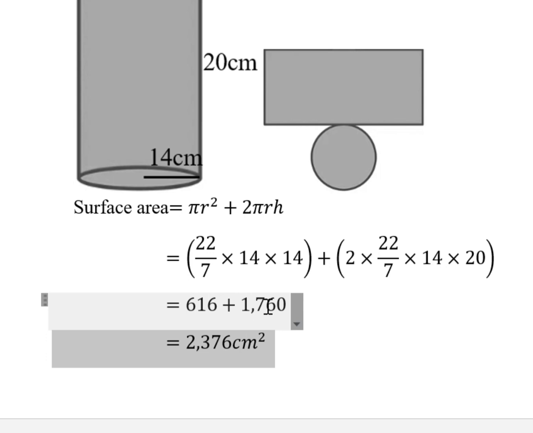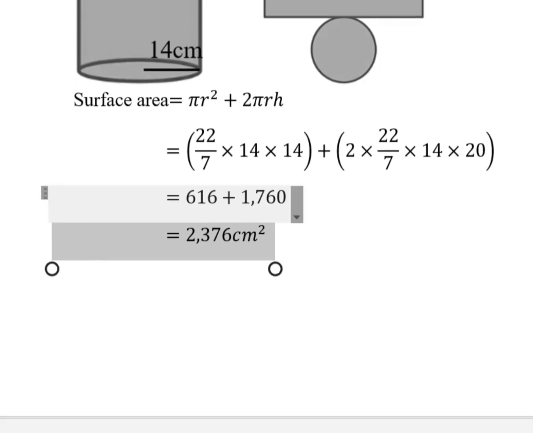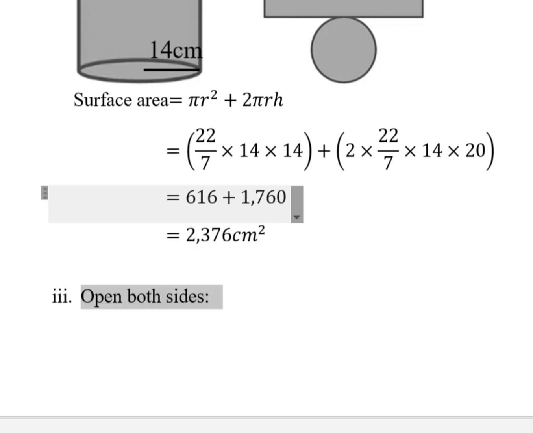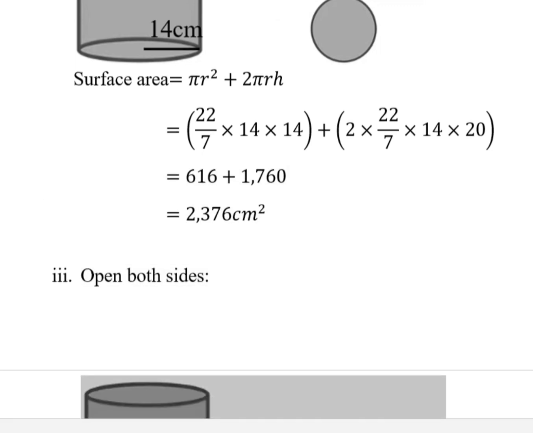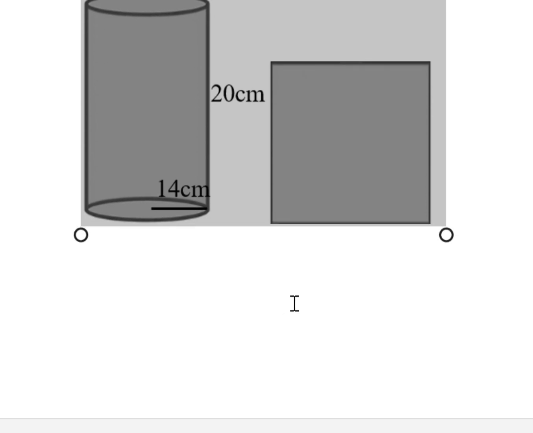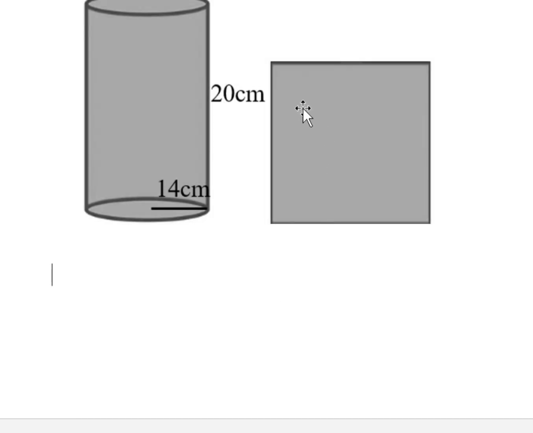Now the third question is when the cylinder is open on both sides, meaning that the lids are not there. So that means it will appear like this. The only part that is remaining is this curved part. The top and the bottom lids are missing. A good example of this is a pipe. A pipe is the one which exhibits such a shape. A straw is also another one.